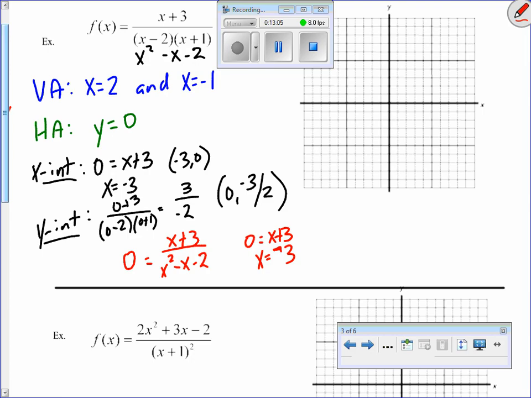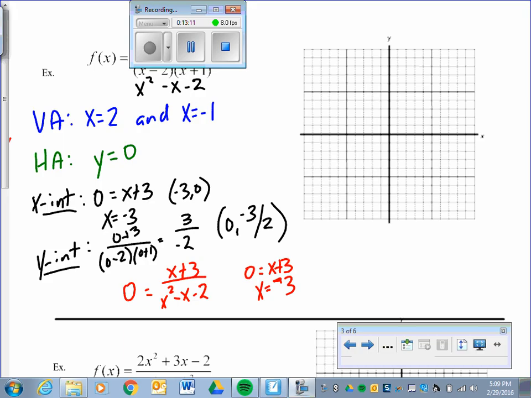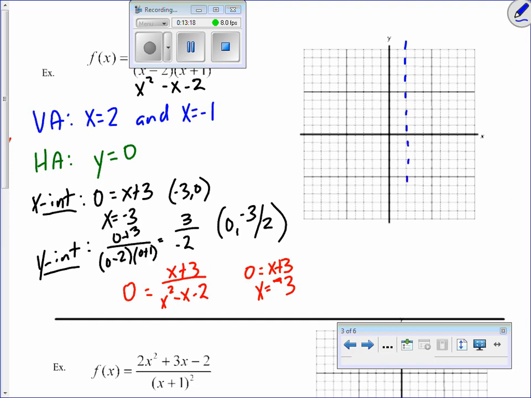Okay, so let's take all these things into account in our picture. So let's put everything on the graph. We have two vertical asymptotes, one at 2 and another one at negative 1. And again, our horizontal asymptote is going to be at y equals 0.